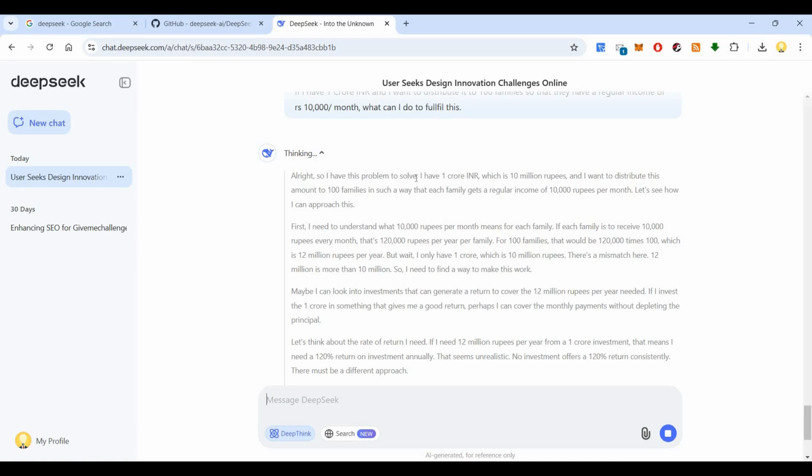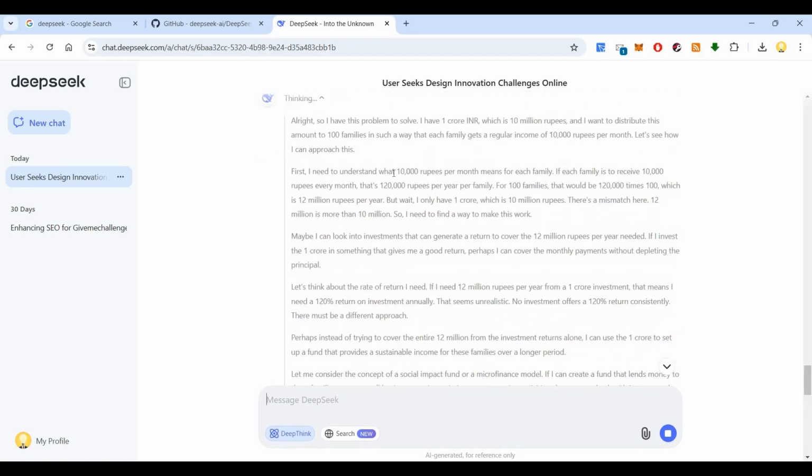So it's saying, all right, I have a problem to solve. I have 1 crore INR, which is 10 million rupees, and I want to distribute this amount to 100 families in such a way that each family gets a regular income of 10,000 rupees per month. So let's see how I can approach this. First, I need to understand what 10,000 rupees per month means for each family. That's 1,20,000 rupees per year per family. For 100 families, that would be 12 million rupees per year.